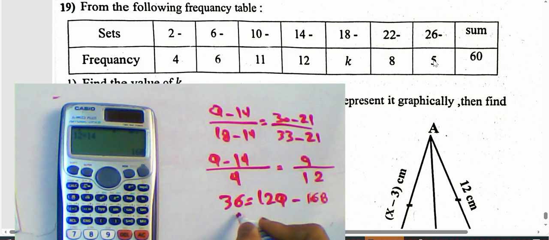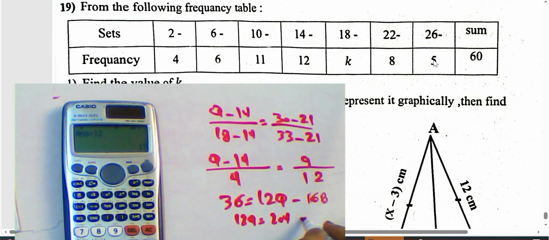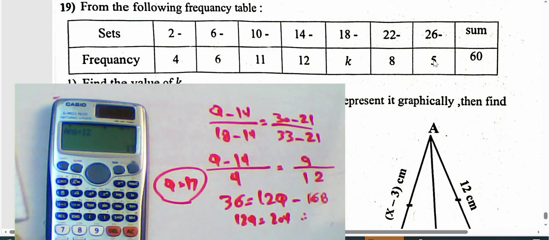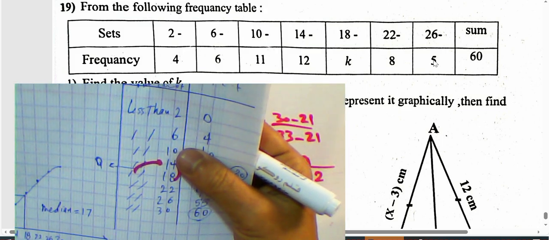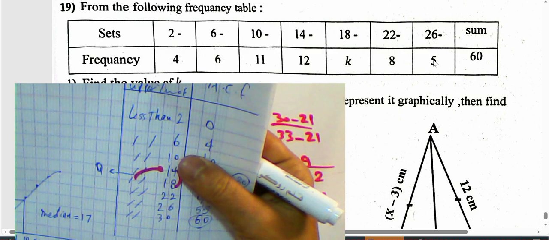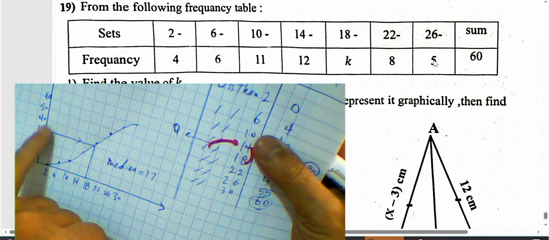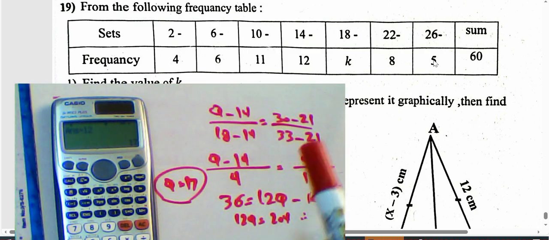We can move this number, then we have 12q equals 36 plus 168, it will be 204, and then we can divide it by 12. The answer will be 17. Then the value of the median equals 17. Okay, then the first step, we can draw this table. This table contains the upper limits of intervals and the cumulative frequency, and then we draw a horizontal line that intersects the curve at a point, and it will be 17.